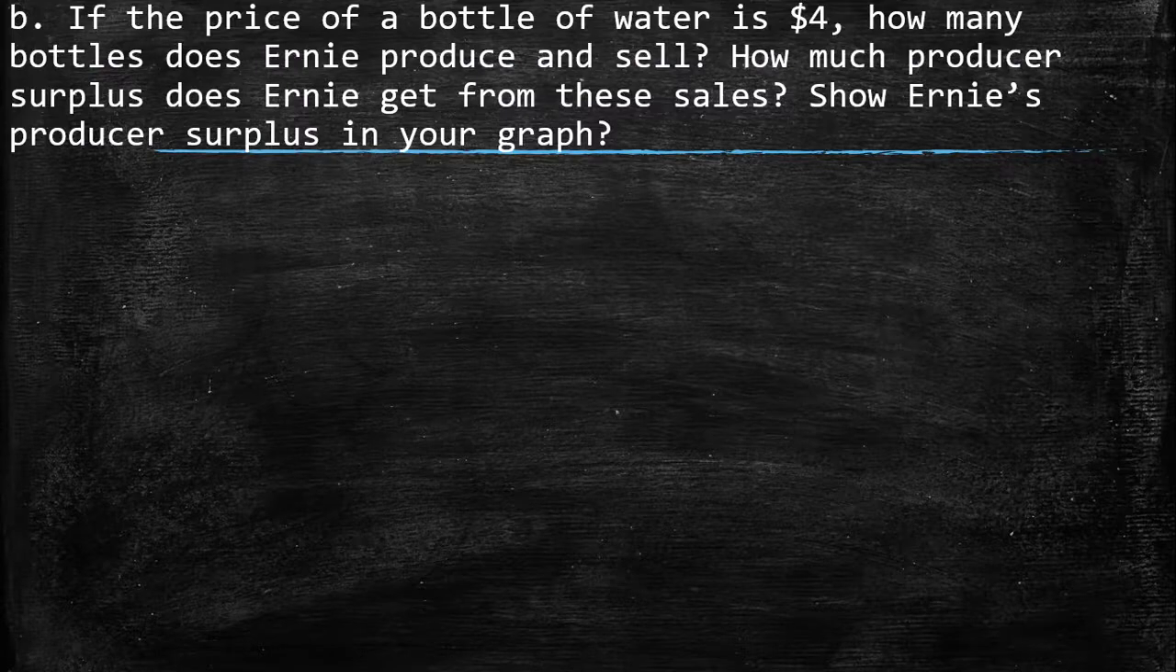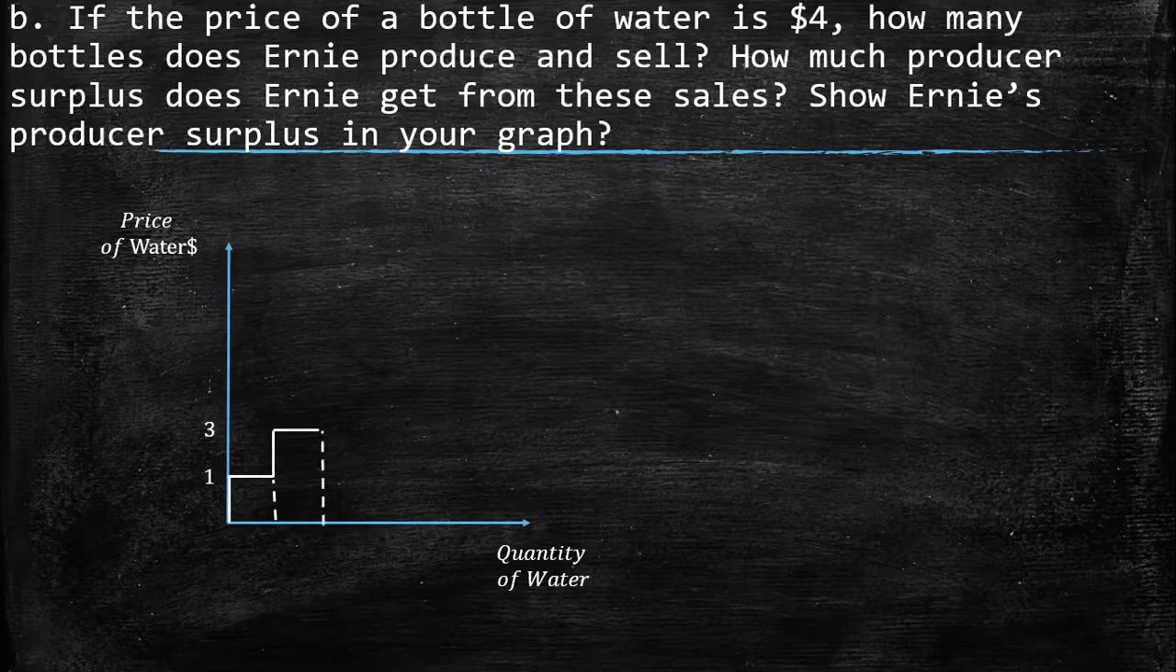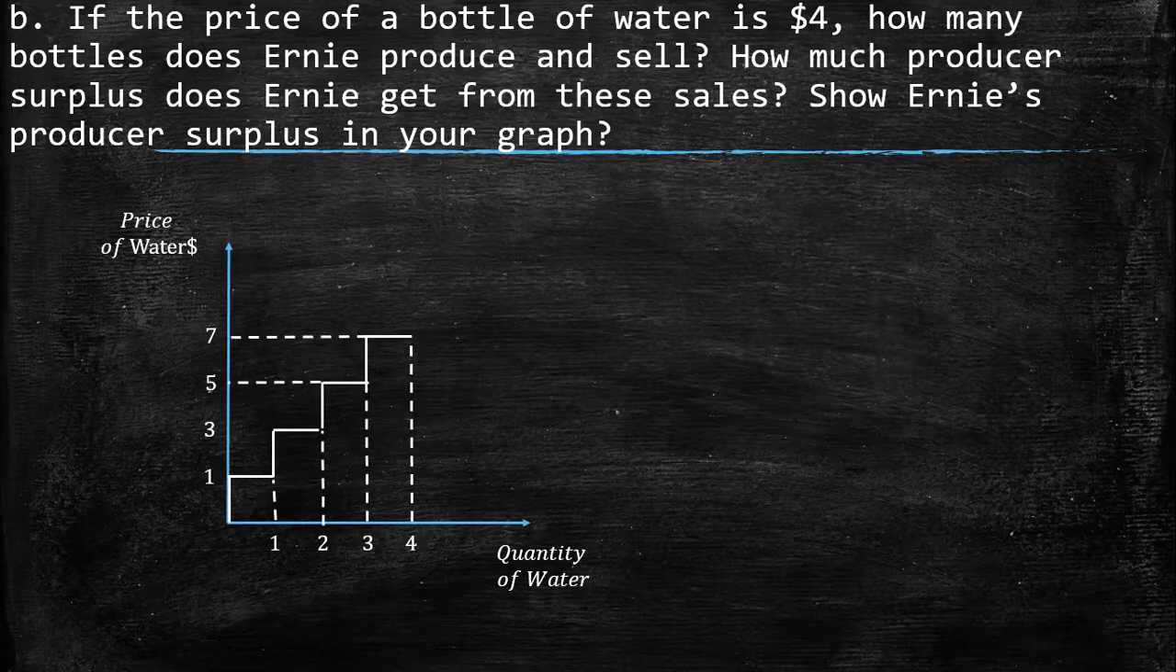Okay, so here we have the supply curve. B. If the price of a bottle of water is $4, how many bottles does Ernie produce and sell? How much producer surplus does Ernie get from these sales? Show Ernie's producer surplus in your graph. So here we have the same supply curve that we already built. So imagine that the price is 4.